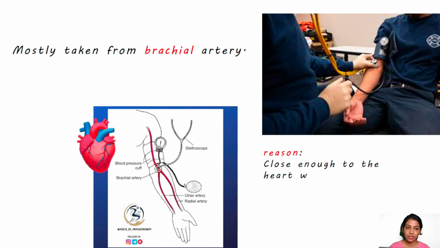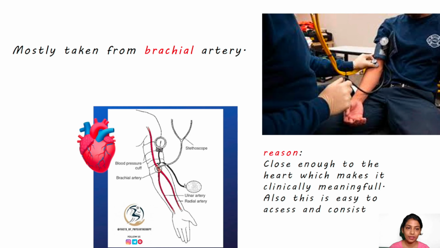Another big advantage is that the brachial artery is easy to access. It runs along the upper arm, so placing the cuff here is very simple. So in short, it is close to the heart, easy to reach, and gives us a reliable, standardized result. That's why the brachial artery is the go-to site for measuring blood pressure.